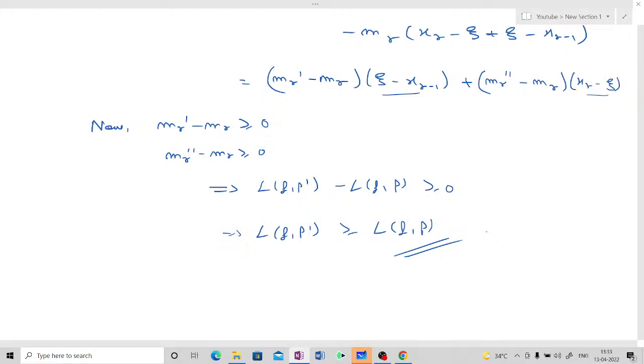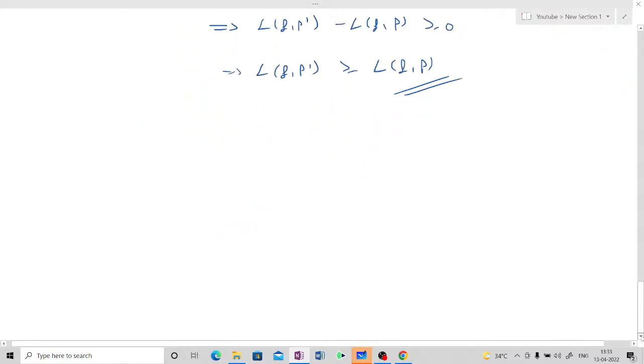Now the proof of the second statement is quite similar to this. The concept of taking the refinement of the partition with one element extra will be the same. We take p prime which has the value eta which is not present in p, hence the subintervals will be according to what I have shown here. Clear?